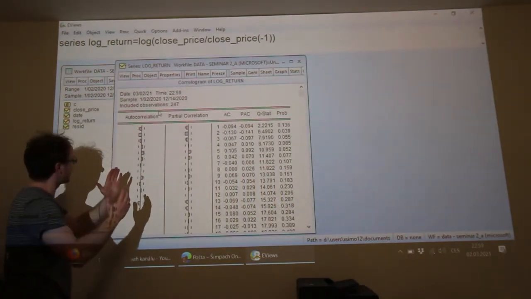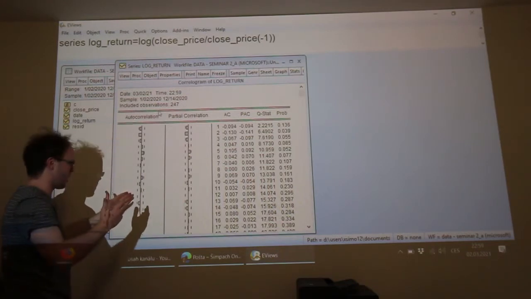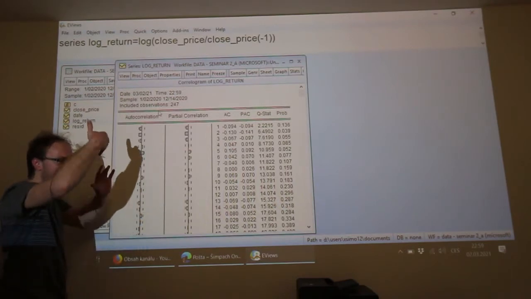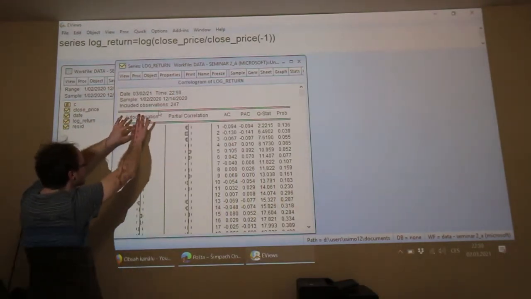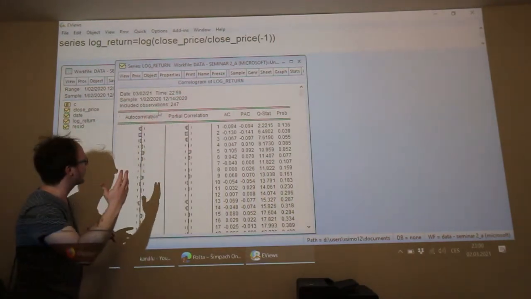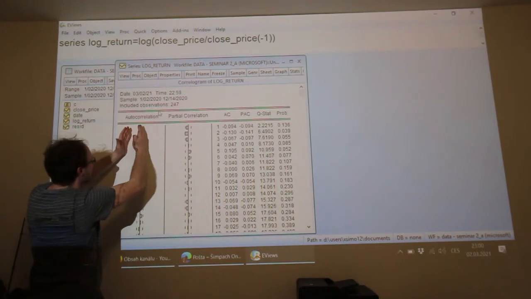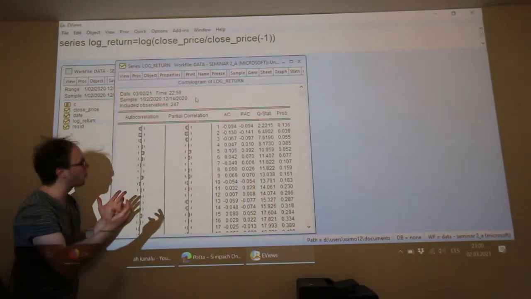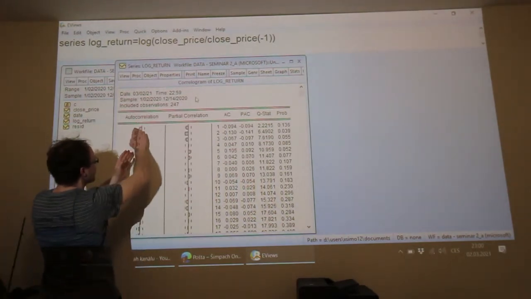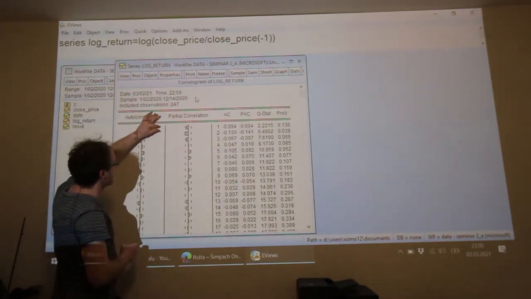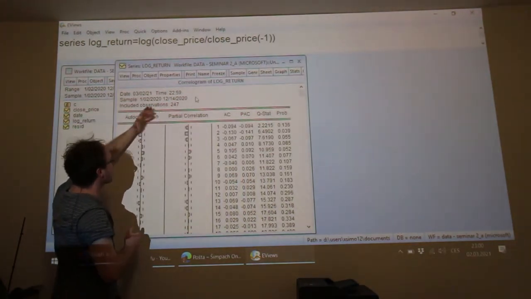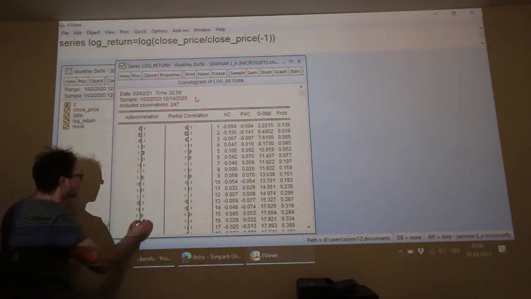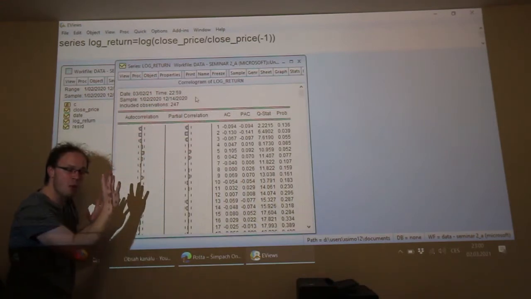Autocorrelation. There is a correlogram. Correlogram is a chart with columns representing the correlation coefficients. The size of this column is the size of the correlation coefficient. If the correlation coefficient is positive, the column is to the right. If the correlation is negative, the column is to the left. So you can see these very small columns.